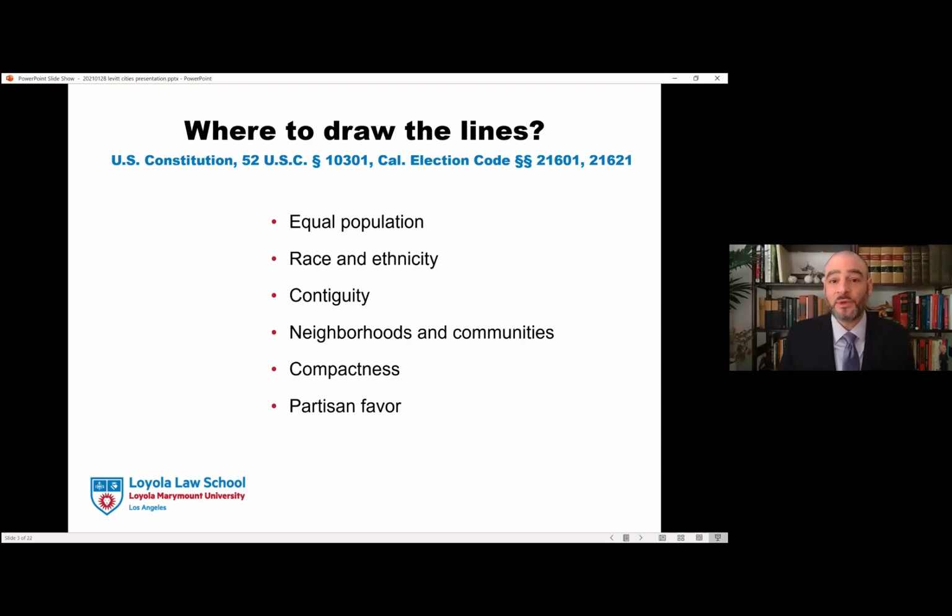And for those of you who are in charter cities, some of these criteria may apply across the board to your charter cities and some may not. Your charters may have different criteria that you're asked to apply. So please understand this is a general overview. It applies to general law cities. It applies to most charter cities. But if you're in a charter city, you may have some different rules that apply to you.